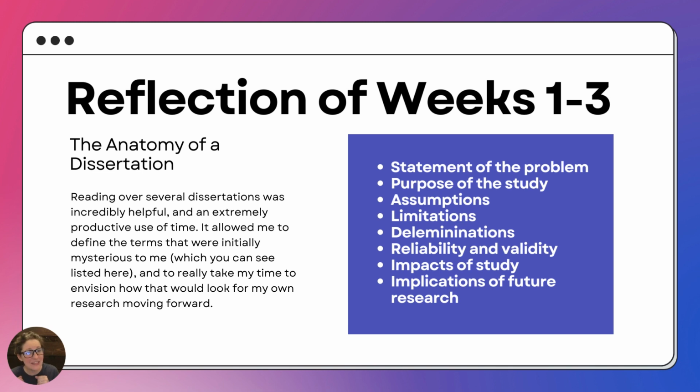All I really knew was it was long and that it was a culmination of your research on a specific topic, which was true. But terms I was unfamiliar with were things like statement of the problem, really making your research concise. Using effective and efficient language here was incredibly important across all the dissertations that I read, as well as the purpose of the study. Why are you conducting this research? And then the assumptions, limitations, and delimitations, that was new for me as well, about this topic, and just really digging into the meat of what you're looking at with your research.